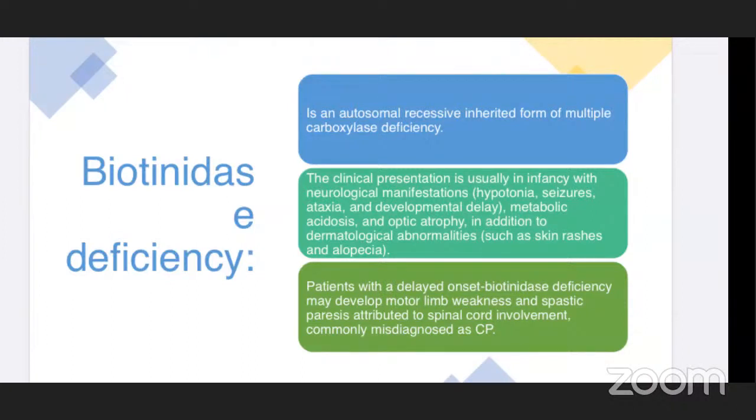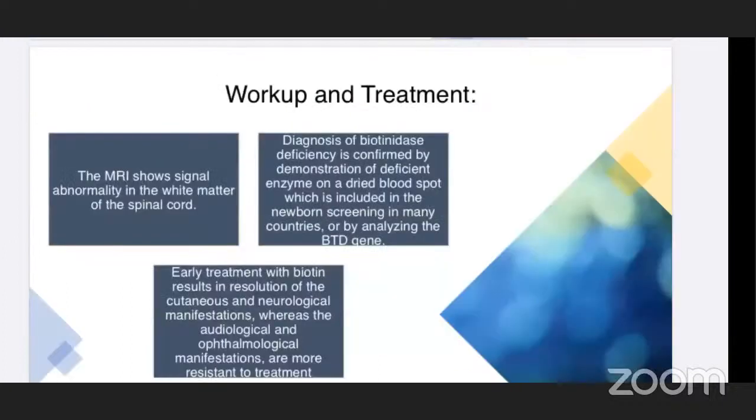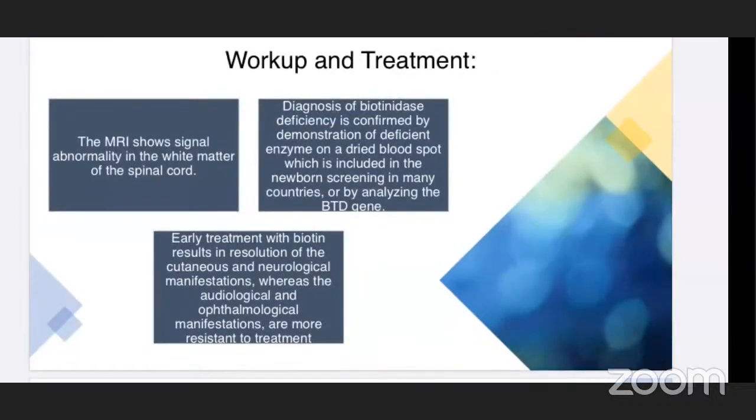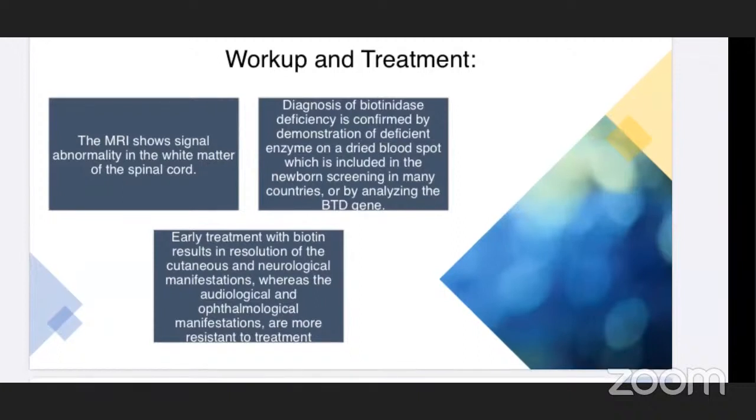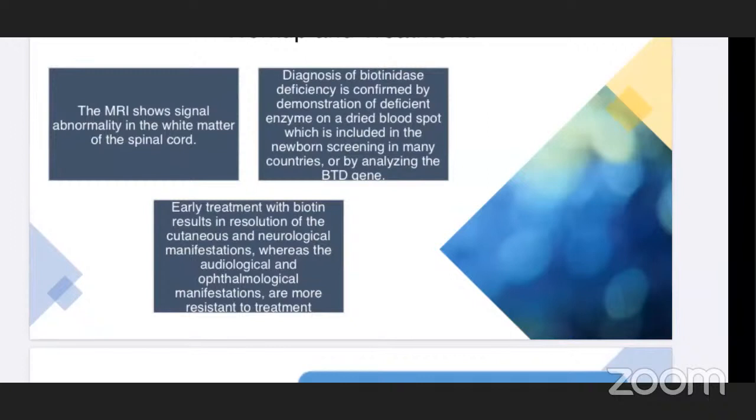misdiagnosed as cerebral palsy. So for such a patient, the workup and the treatment, of course, we will start with the MRI, which will show signal abnormalities in the white matter of the spinal cord. Diagnosis of biotinidase deficiency is confirmed by demonstration of deficient enzyme on a dried blood spot.